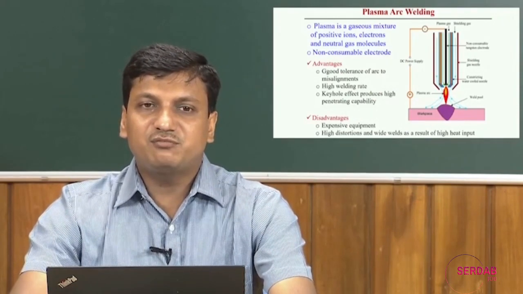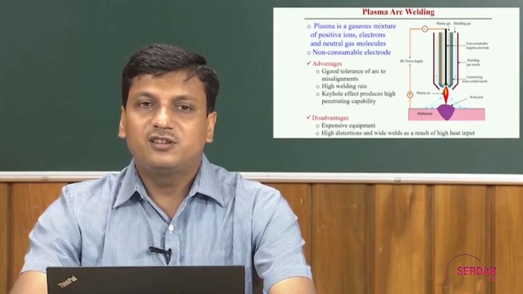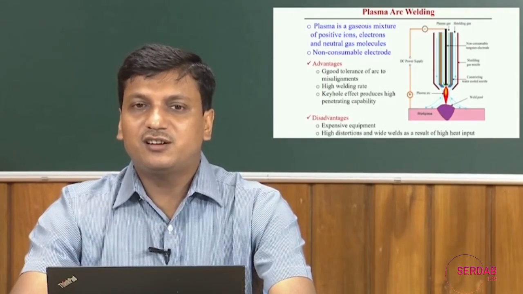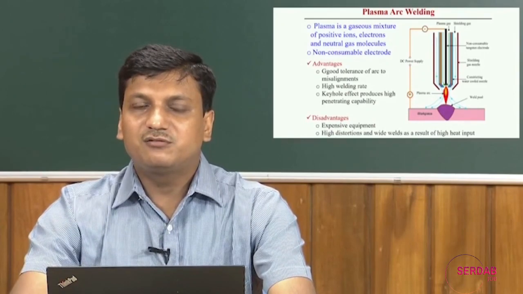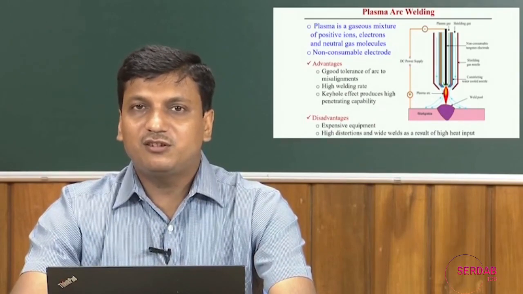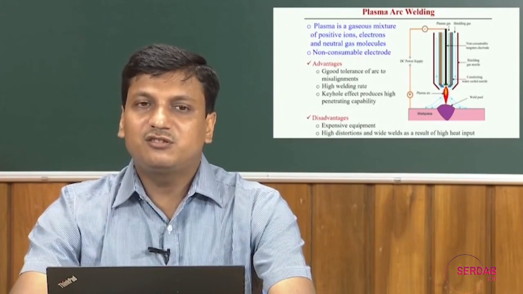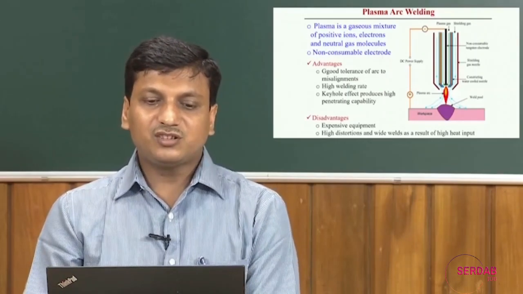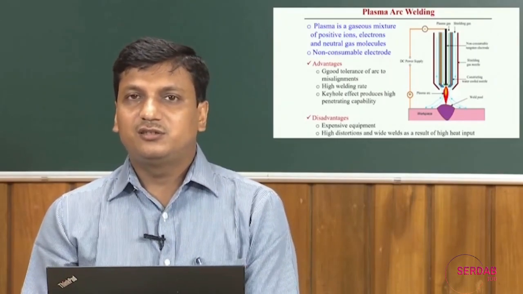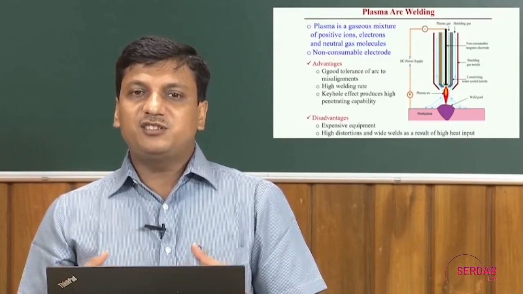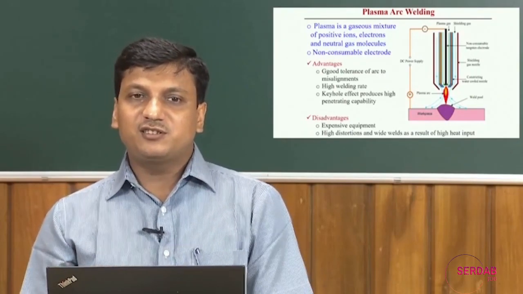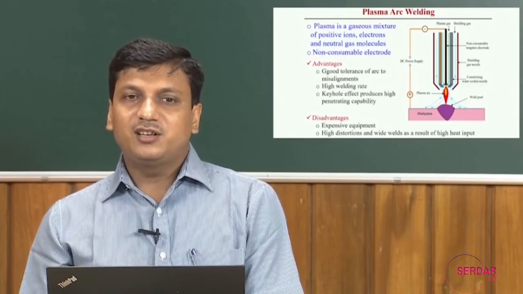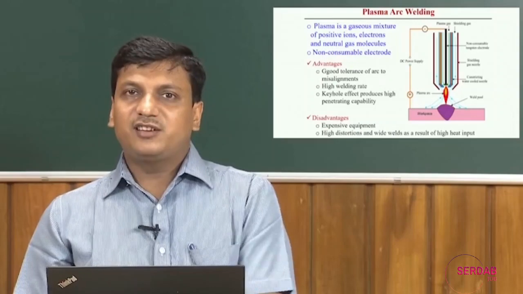Plasma is basically a gaseous mixture of positive ions, electrons and neutral gas molecules, and that plasma gas creates the arc between the workpiece and the electrode material. Like GTAW, here we also use a non-consumable electrode, but a specific advantage is that it has good tolerance of the arc to misalignments. If there is a misalignment, it can be adjusted by the creation of the arc, and a high welding rate can also be achieved in plasma, and the keyhole effect can also be produced.